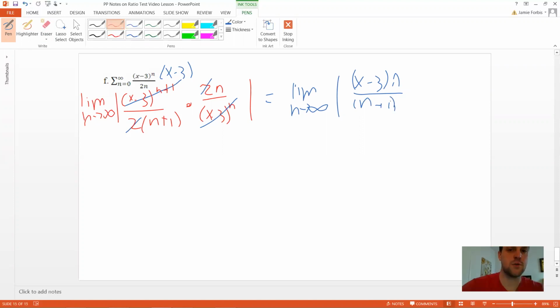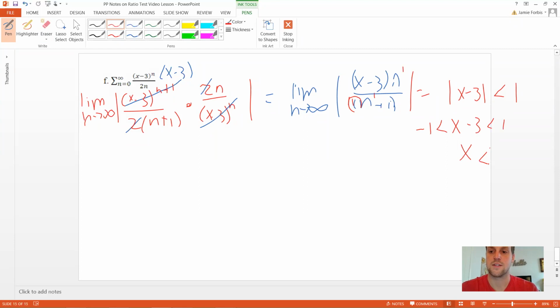So if I take this limit to infinity, the leading powers on top and bottom are the same, so we take the leading coefficients, which in this case are x minus 3 and just 1. So I'm left with the absolute value of x minus 3, and I want to solve for x whenever it's less than 1. That's the same as x minus 3 being less than 1 and greater than negative 1, and solving for x, that's less than 4 and greater than 2.